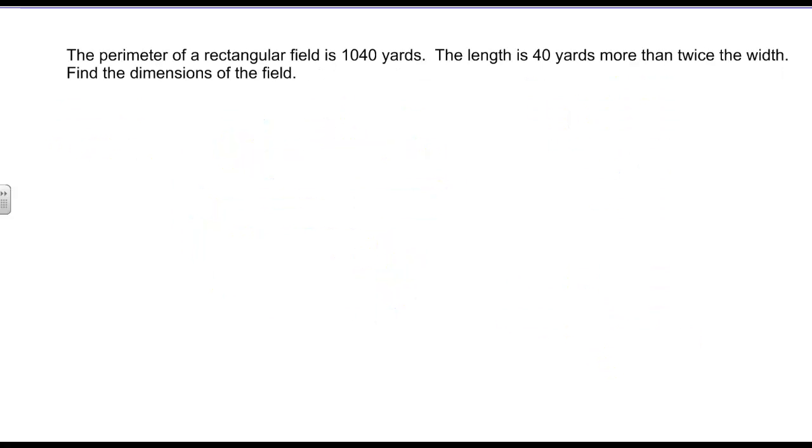Perimeter of a rectangular field is 1,040 yards and the length is 40 more than twice the width. So let's take a look. First of all, we know the perimeter is equal to 2 times the length plus 2 times the width. We learned that earlier in the year. And in this case, we know that the perimeter is 1040. So I can say 1040 is equal to 2L plus 2W. Now they give us some comparability here.